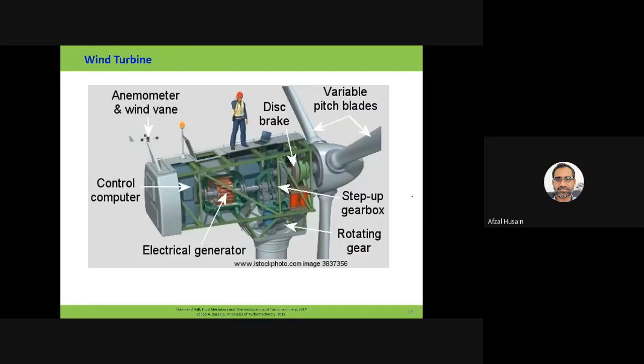And then we have the wind turbine. The wind turbine is also very large. If you see the diameter of the blades, it goes from very small, like 1, 2, or 3 meter diameters, up to 30, 40 meter diameter and even more.